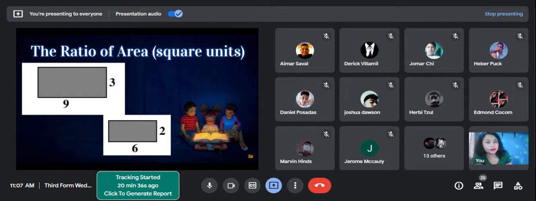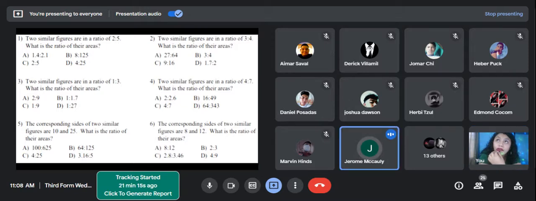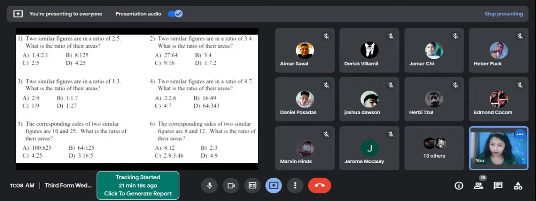Yes, ma'am. Okay. So now, in your activity number 2, these are the 6 questions that I have there. We're going to work with number 1. Number 1 says two similar figures are in a ratio of 2 to 5. What is the ratio of their areas? What will be the answer for that one? 4 to 25, miss. 4 to what? 25.